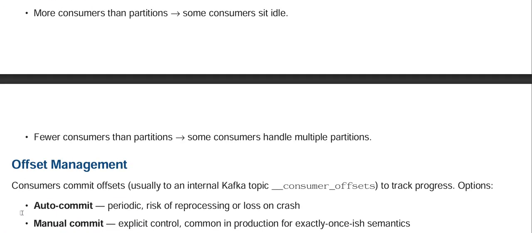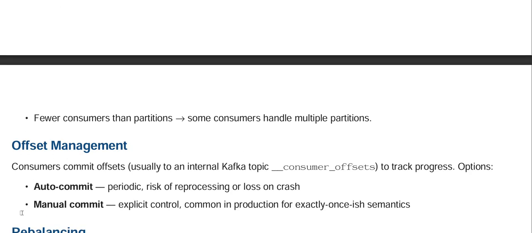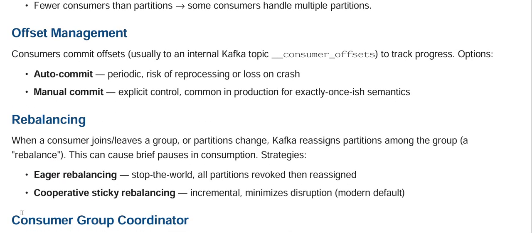So, offset management. Consumers commit the offset, usually to an internal Kafka topic like __consumer_offsets, to track progress. Auto commit is periodic, and it risks reprocessing or loss on a crash. Manual commit gives explicit control and is common in production, for exactly-once semantics.